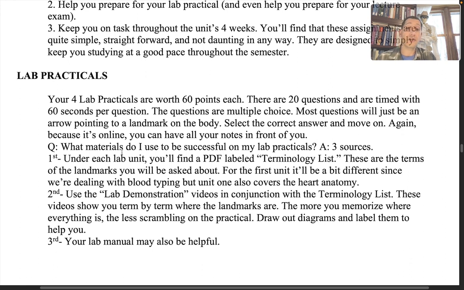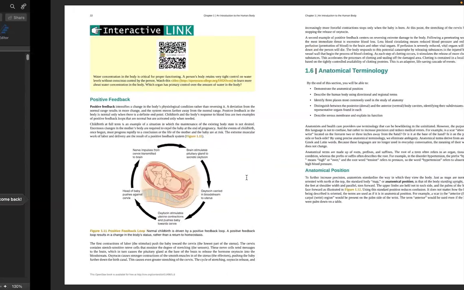Okay, what materials do I need to be successful? Well, number one, check out the terminology list. Number two, I have lab demonstration videos for you. And you can draw diagrams. You can go online, print off diagrams of the heart and different body parts, and your lab manual may also be helpful. Let's take a look.